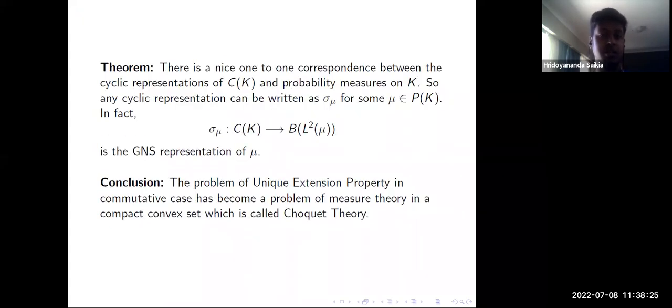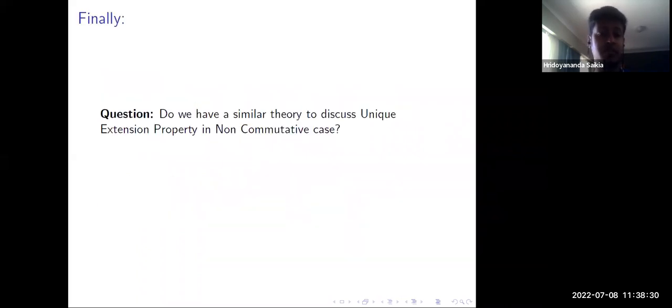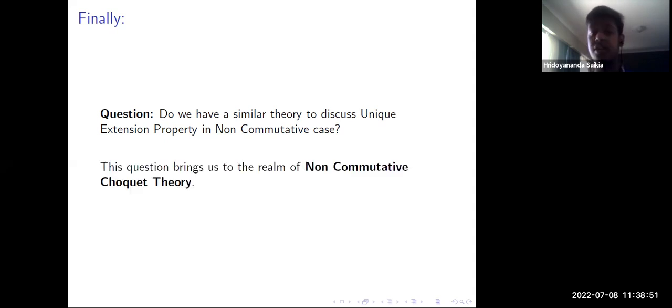All right. But these things are already done by some legends. Our question is, do we have a similar theory to discuss the unique extension property in the non-commutative case? That means in the commutative case, we have a nice correspondence between measures and the unique extension property. Now, can we do a similar treatment in the non-commutative scenario? This question brings us to the realm of non-commutative Choquet theory. That means we can talk about non-commutative sets, non-commutative UCP maps, and many more things, non-commutative.